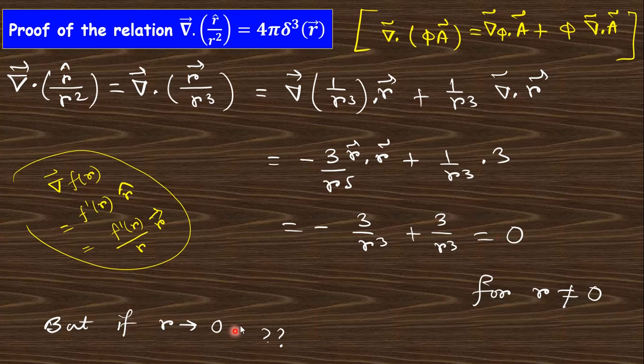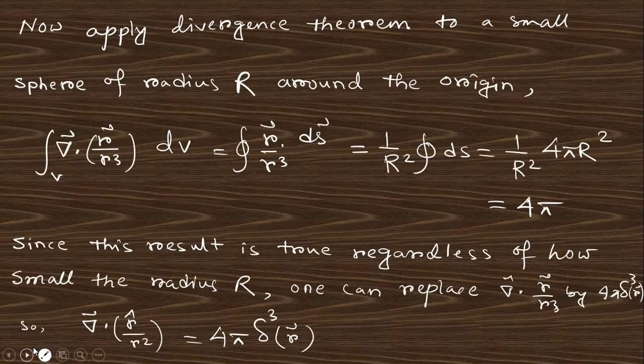But what in the case of r equals to 0, when r tends to 0, what will be the case? When r tends to 0, we can use the divergence theorem for a small sphere of radius capital R around the origin. So this can be written as this formula. This is the divergence theorem, you know very well about the divergence theorem in vector analysis also.